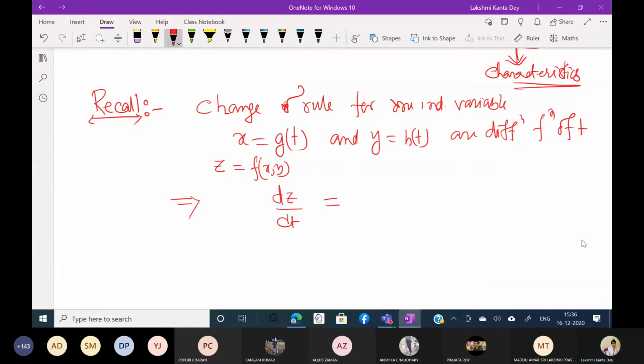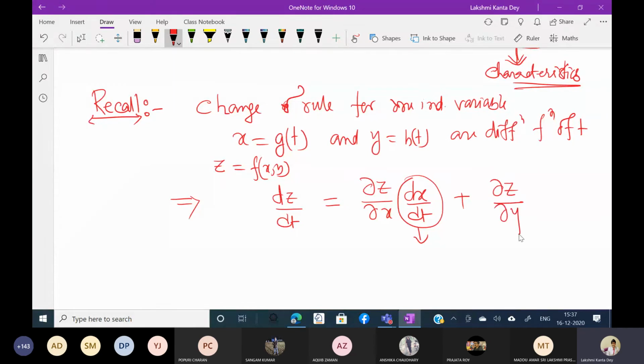Okay. dz dt is equal to del z del x dx dt, because z is a function of x and y. Here x is a function of a single variable, that is why it is d, and z is a function of x and y, that is why it is del. Plus del z del y dy dt, because z is a function of x and y, we have to take both the variables. Okay, this is the chain rule for one independent variable. Clear?